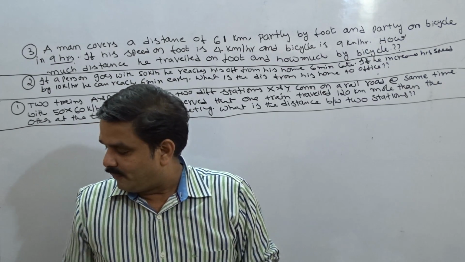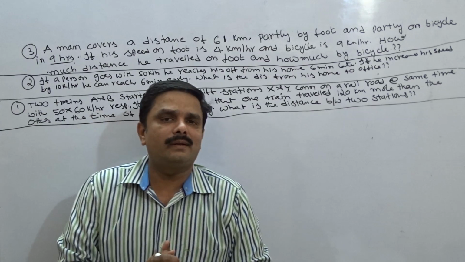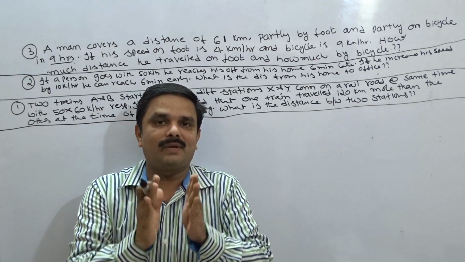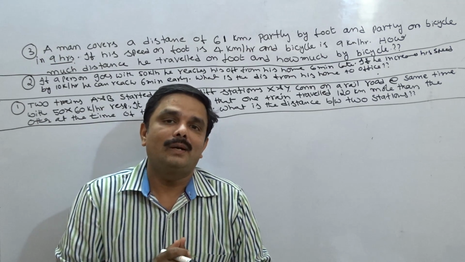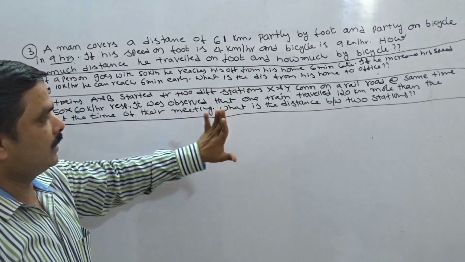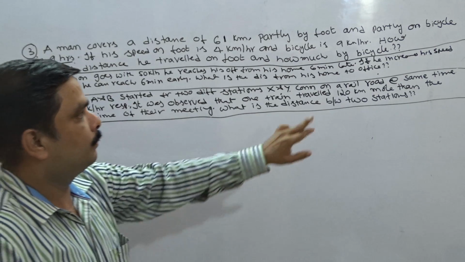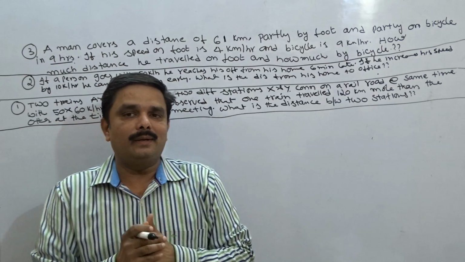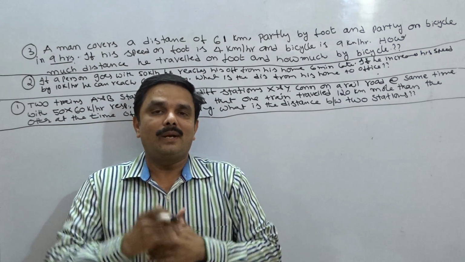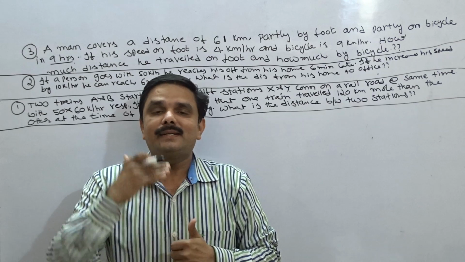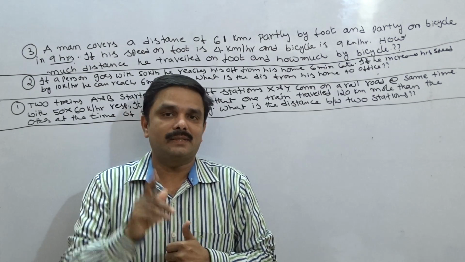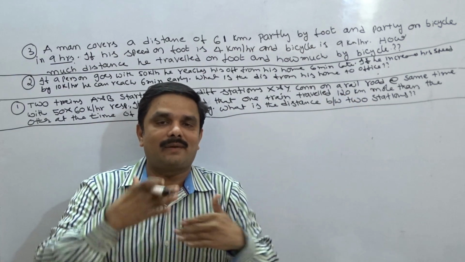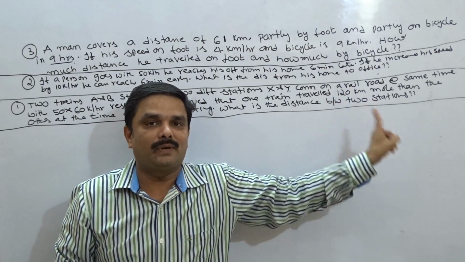Before starting the question, I generally ask the students to get hold of the question: what exactly they have given and what is to be found out. From the question, it is very clear that point number 1, both started at the same time and both stopped at the same time only. Means what does it mean? Both the trains travelled for the same time.